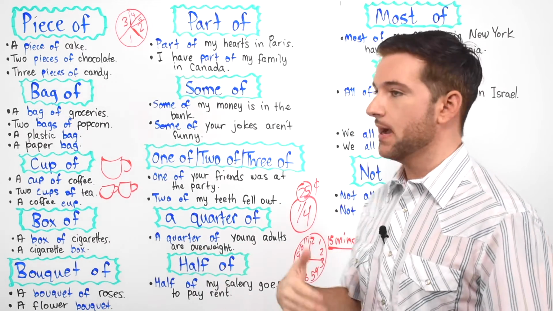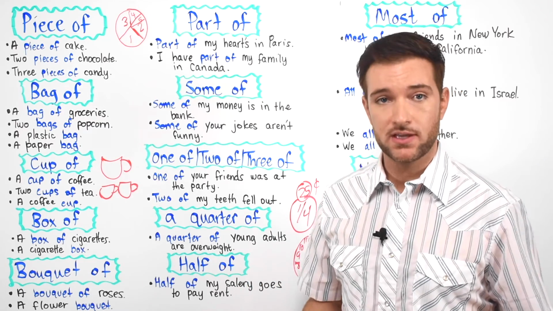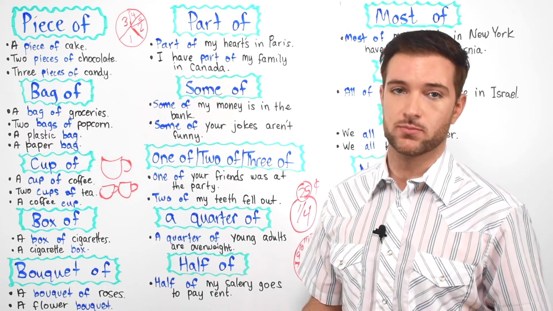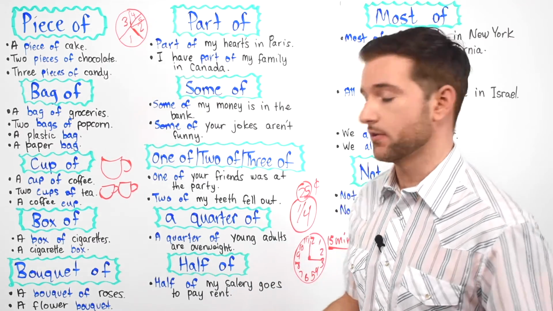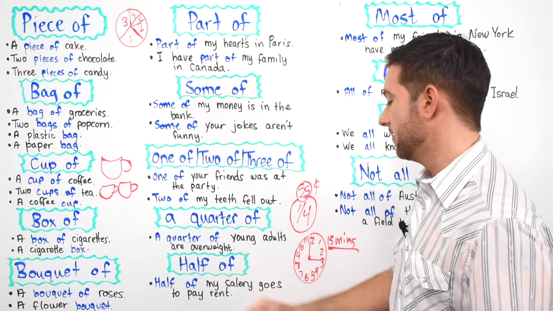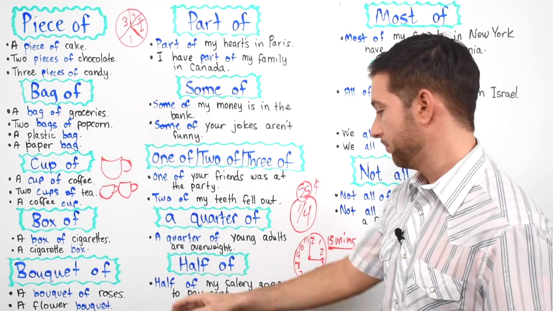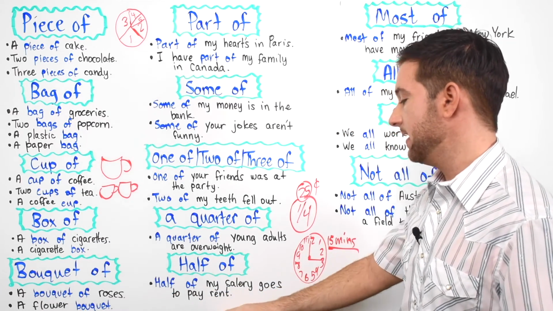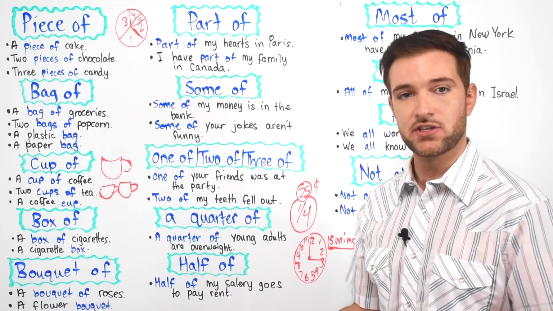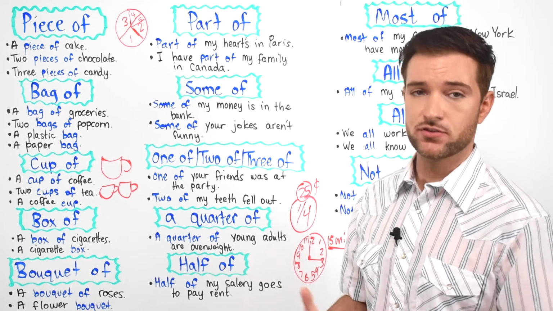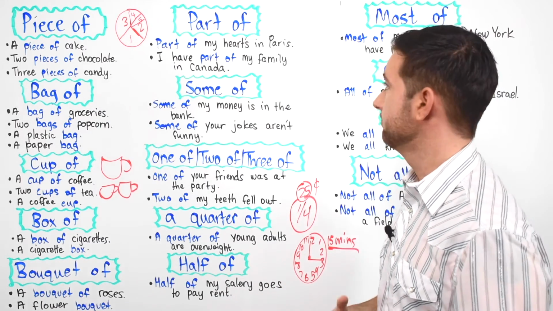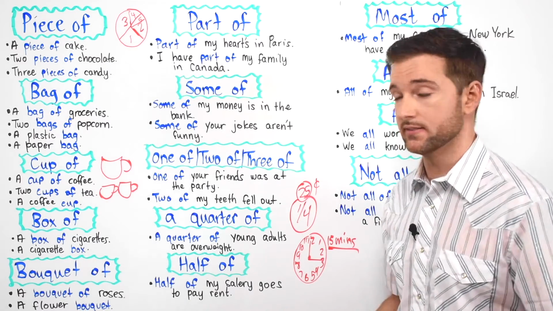Overweight means you have a weight, the amount that you weigh, it's too much, okay, than what's recommended by the doctor. Half of, okay, meaning 50%. Half of my salary goes to pay rent, meaning you earn $1,000 per month. $500 goes to the apartment, to pay for rent.